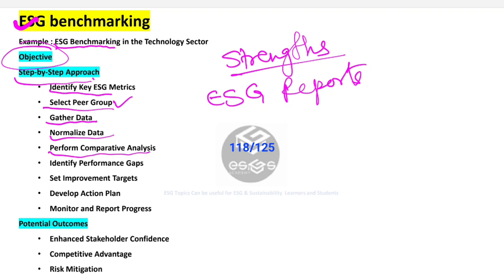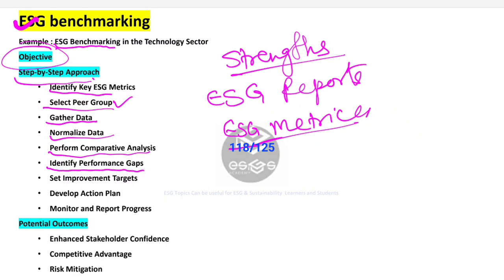The next comes performing comparative analysis. So it will be by two ways: quantitative comparison and qualitative comparison. In quantitative we need to compare specific ESG metrics, for example carbon emissions per revenue, carbon intensity basically, and gender diversity ratios between company XYZ and its peers. Then qualitative assessments, we need to evaluate qualitative aspects such as ESG strategy, governance practices, and also very importantly the stakeholder engagement approaches.